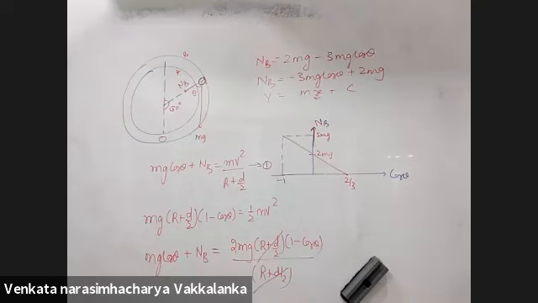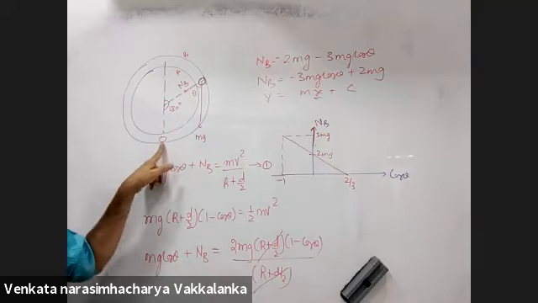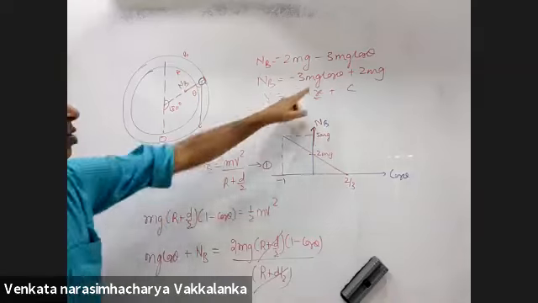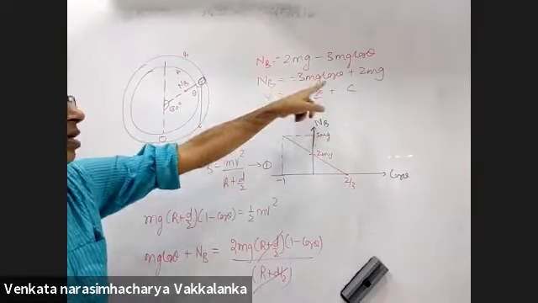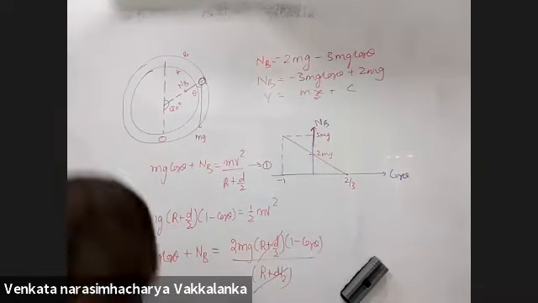Sir, could you repeat that minus 1 part again? When theta is 180, the bob is at the lowermost point. So cos 180 will be how much? Minus 1. Minus or minus is plus. It becomes 5 mg.